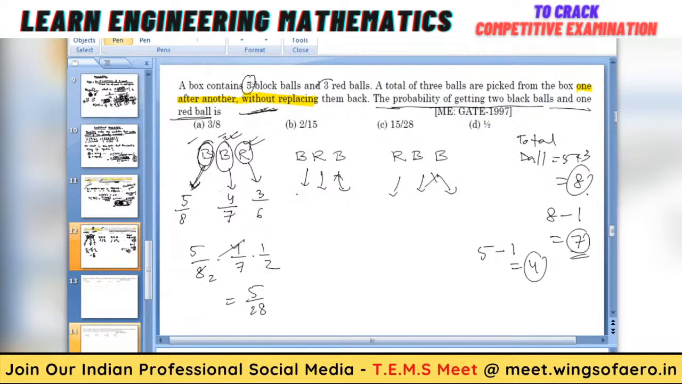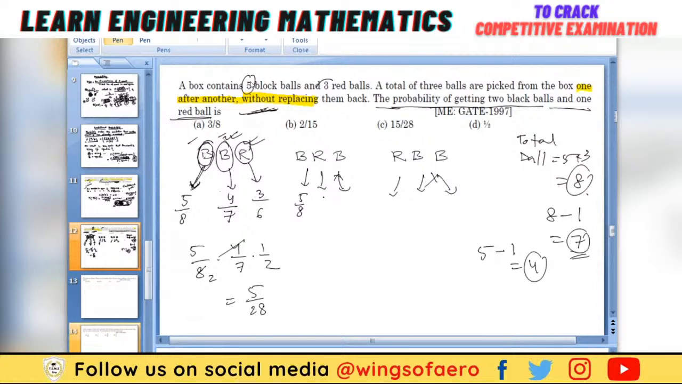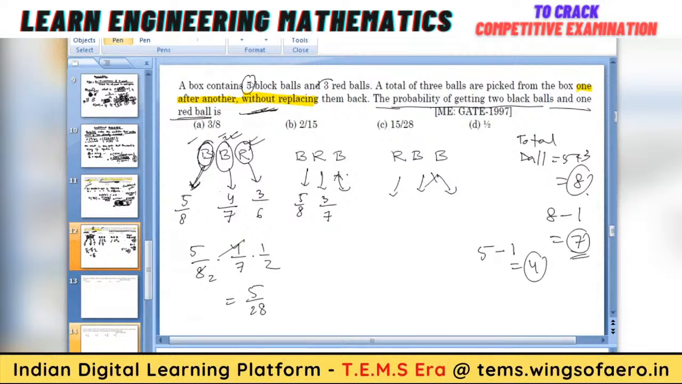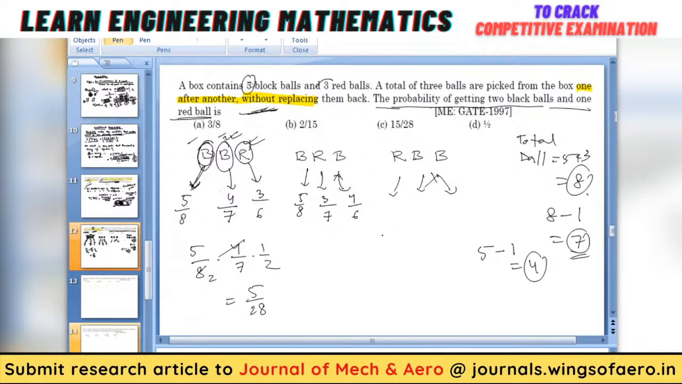Similarly, this one, what is this? This is black balls. First black ball means 5 by 8. Second one is red. It means 3 by 7. And third one will be black balls. One black ball has already been taken out, so it is 4 by 6. Right? One black, one red. Yes, it is 4 by 6. 5 by 8, 3 by 7, 4 by 6.